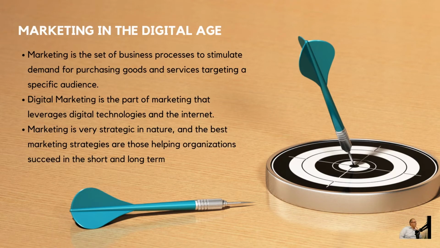Okay. Marketing in the digital age. This is a nice, simple slide. Let us just read it together because it has a very simple and good definition of what marketing is. So what is marketing? Marketing is the set of business processes executed by a marketing function, of course, which is called the marketing department, to stimulate demand for purchasing goods and services, targeting a specific set of audience.